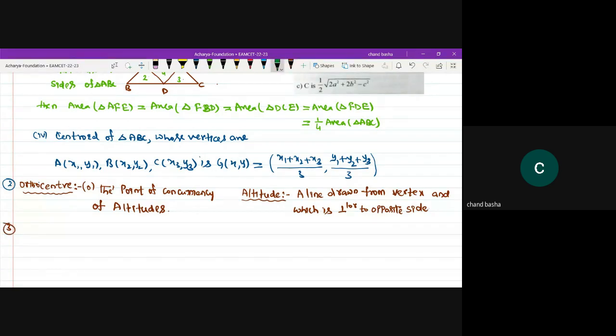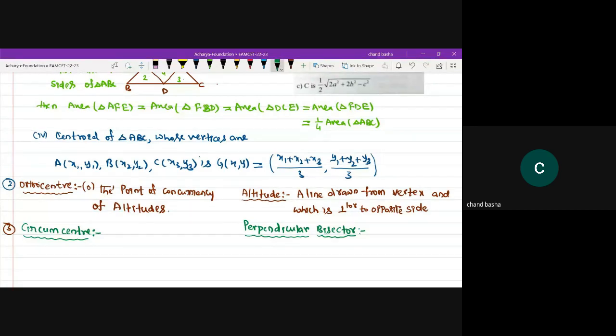Property number 3. That is circumcenter. First we require a perpendicular bisector. This will create a problem for us. Perpendicular bisector. So perpendicular means a line which makes 90 degrees with the opposite side. Bisector means it is dividing into 2 equal parts.